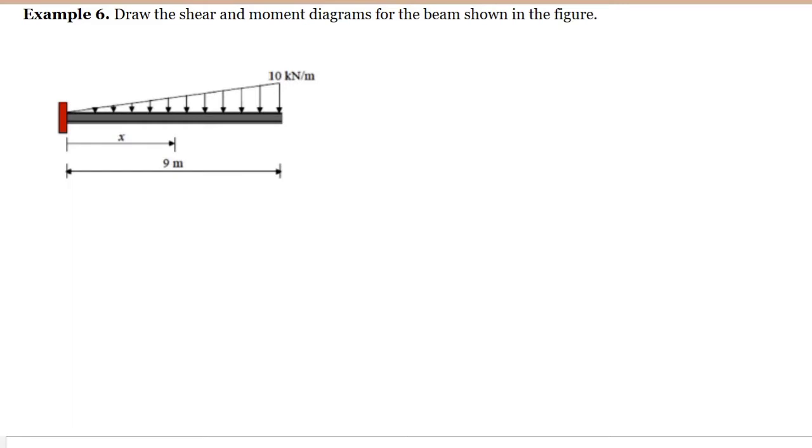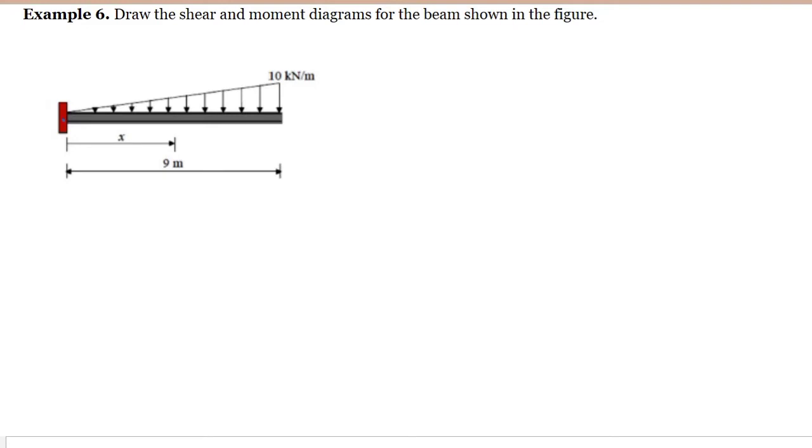Example number 6. Draw the shear and moment diagrams for the beam shown in the figure. As we can see here, we have a cantilever beam with a uniformly varying load, or UVL. The first thing that we are going to do here is to compute for the reaction at the support.